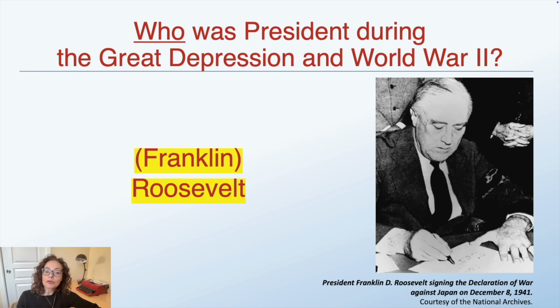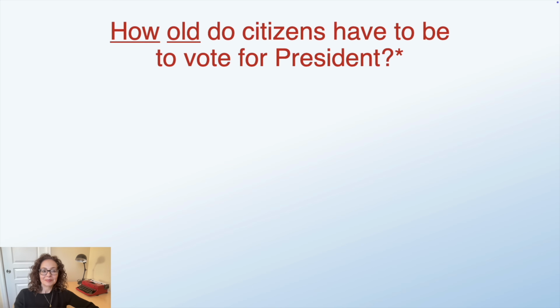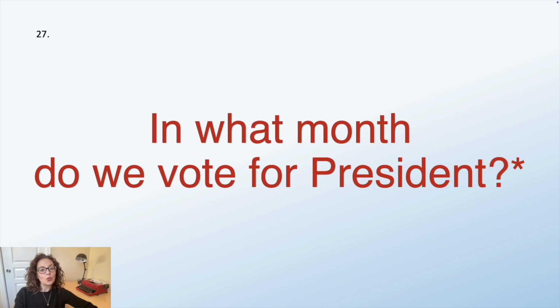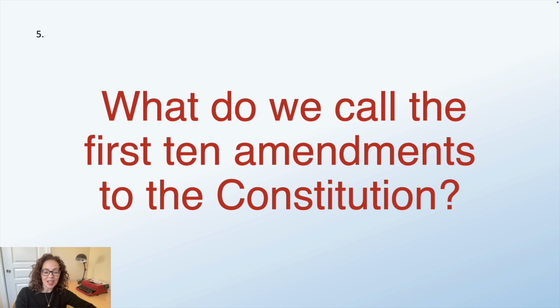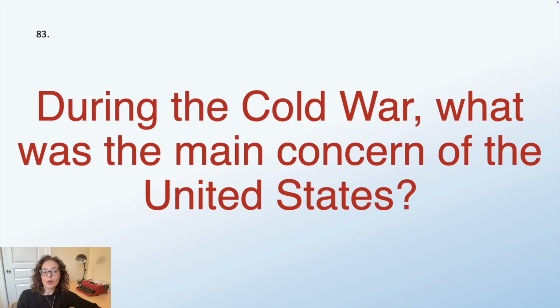Who was president during the Great Depression and World War II? That was Franklin Roosevelt. How old do citizens have to be to vote for president? 18 and older. In what month do we vote for president? November. What do we call the first 10 amendments to the Constitution? The Bill of Rights.